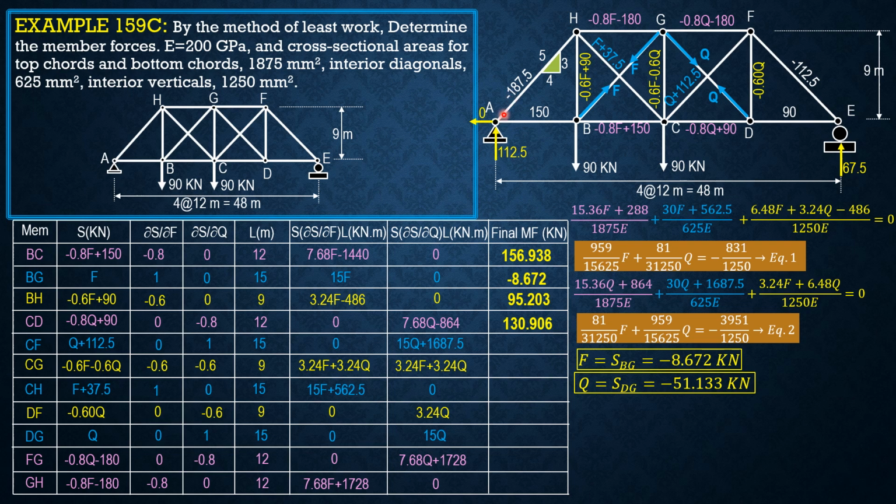And for the other members like AB, 150 kilonewtons. For AH, negative 187.5 kilonewtons. For DE, positive 90 kilonewtons or tension. Then EF, negative 112.5 kilonewtons. So that's it for this problem. There are two redundant forces. For your experience, then we have the complete analysis for the member forces.